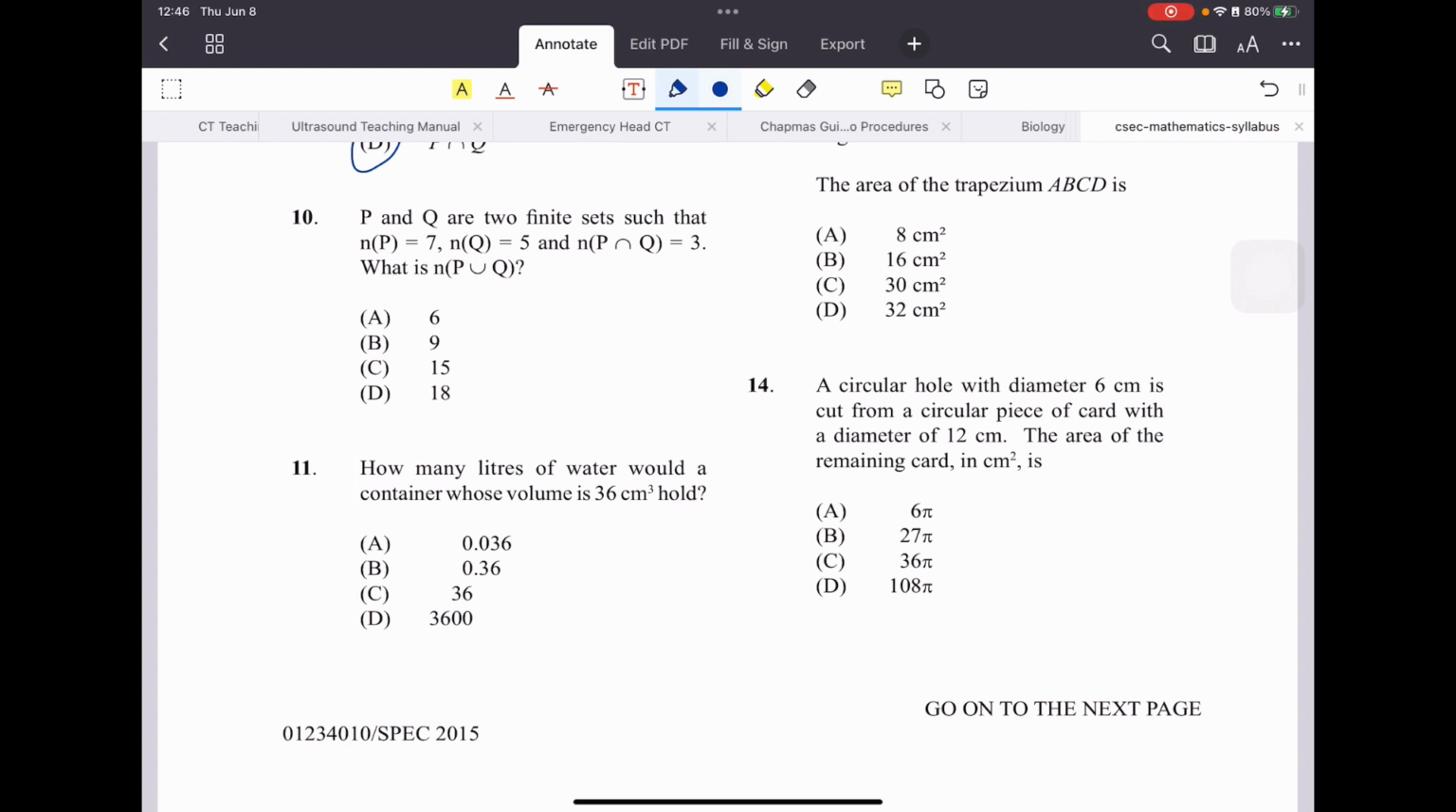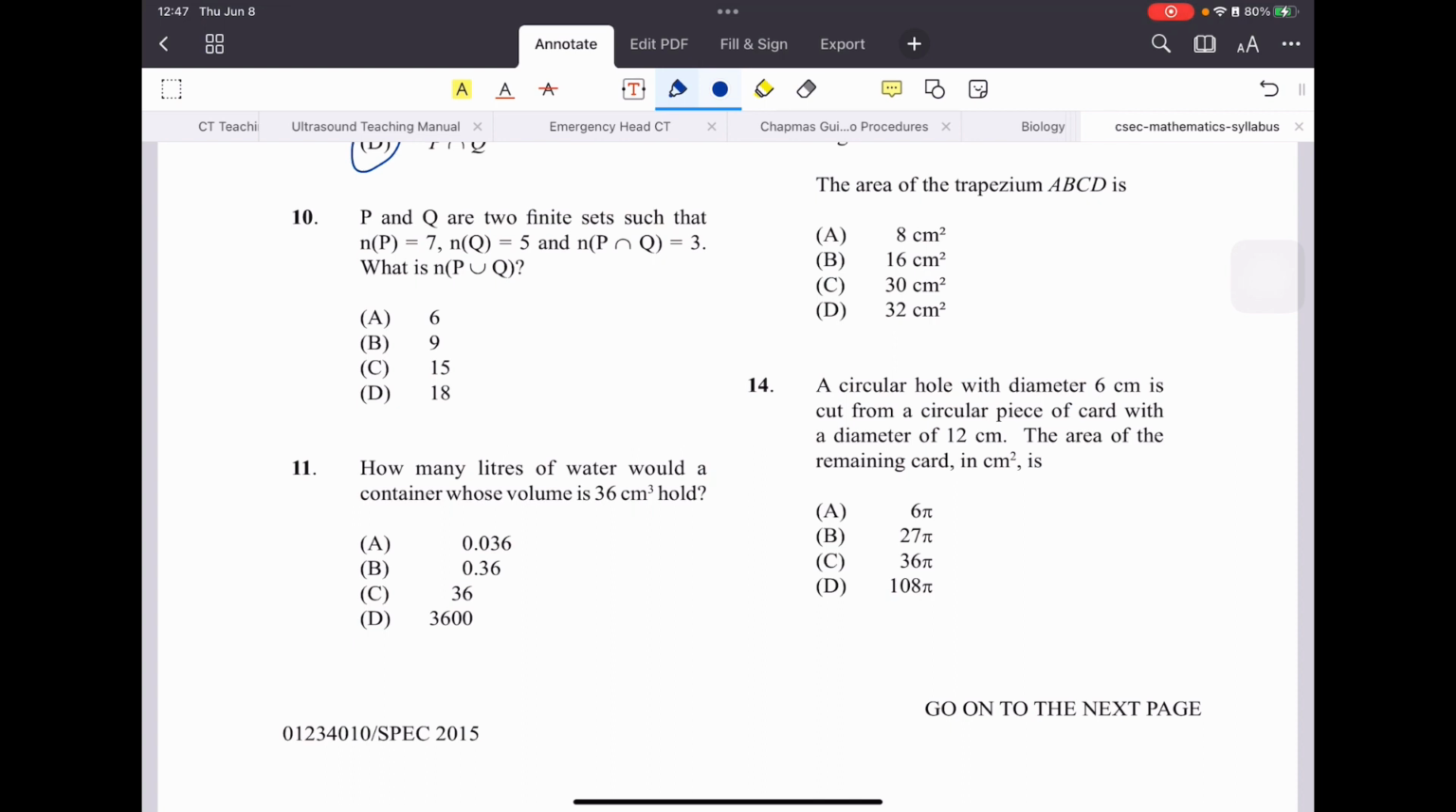Alright, so P and Q are two finite sets, such that the number of elements in P is 7, the number of elements in Q is 5, and the number of elements in P intersect Q is 3. So they want to know what is the number of elements in P union Q, which is P and Q mashed together. So it's not as simple as saying 7 plus 5 is 12. That's not how it is.